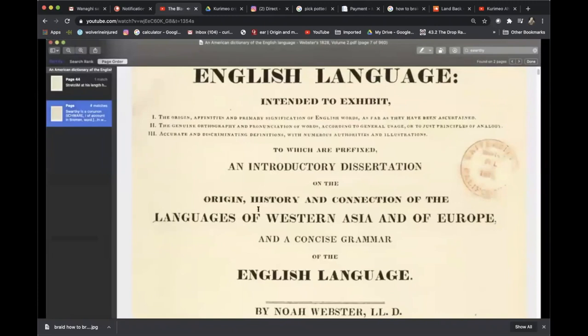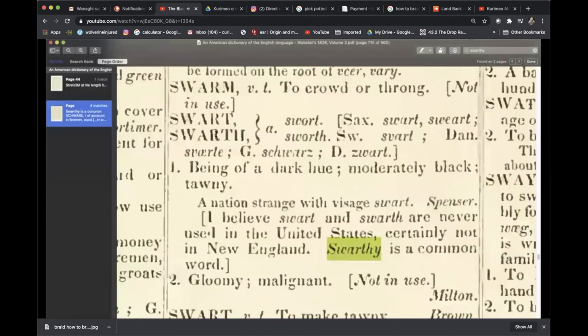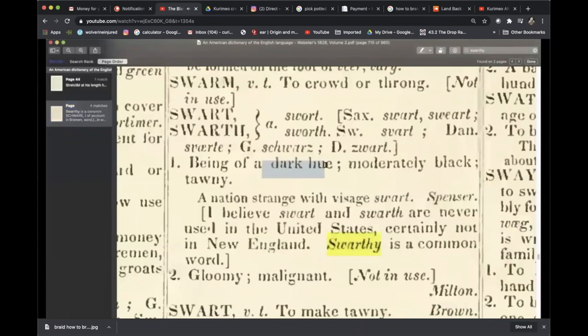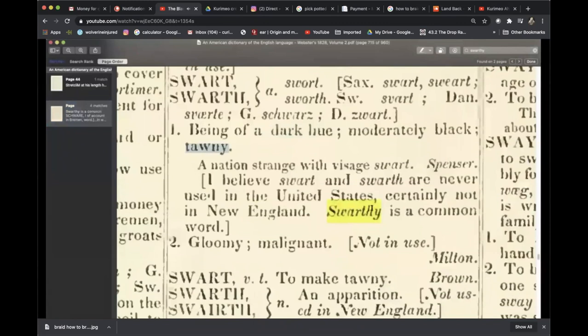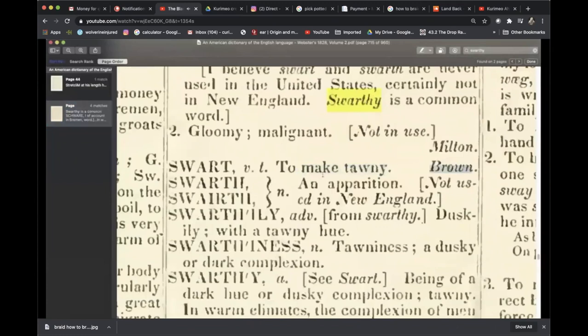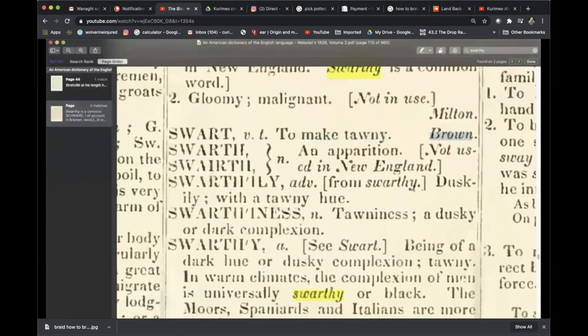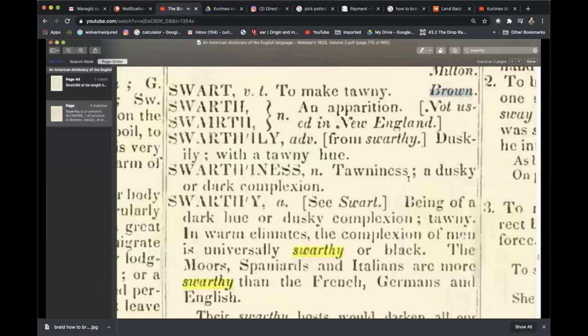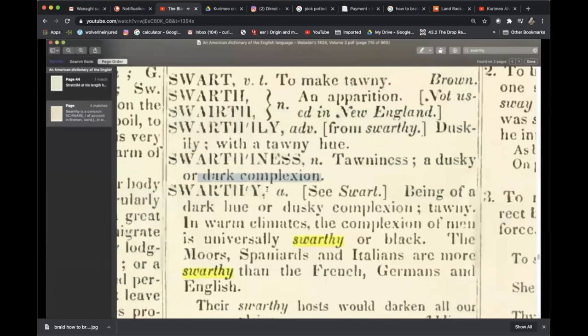Right here it says Swart. Almost sounds like Stewart. Swart. Why would they get Stewart? Did it mean black or dark? What is Swart? It says being of dark hue, moderately black, tawny. Down here it says Swart, to make tawny or brown. Swartly, duskly, with a tawny hue. It says swartness, tawniness, a dusky or dark complexion. Dark complexion. Swarthy, being of a dark hue or dusky complexion, tawny.